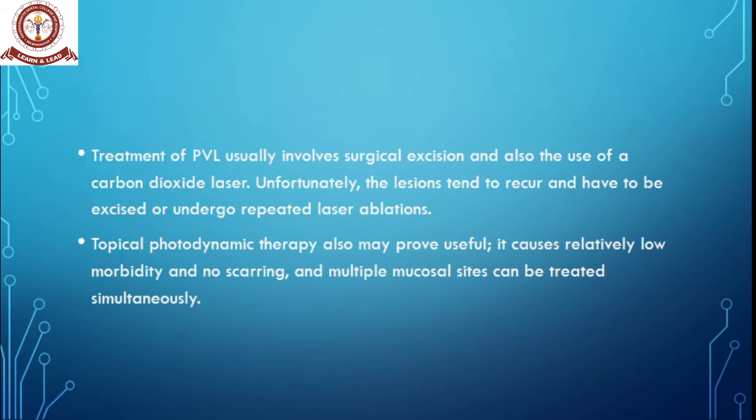The treatment of proliferative verrucous leukoplakia usually involves surgical excision and also use of carbon dioxide lasers. Unfortunately, the lesions tend to recur and have to be excised or undergo repeated laser ablations. Topical photodynamic therapy may also prove to be useful. It causes relatively low morbidity and no scarring, and multiple mucosal sites can be treated simultaneously. In spite of this, the patient has to be followed post-operatively to keep a check on recurrence or any malignant transformation of the residual lesion from the leukoplakia.